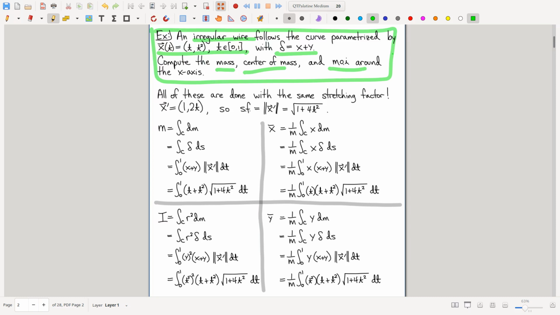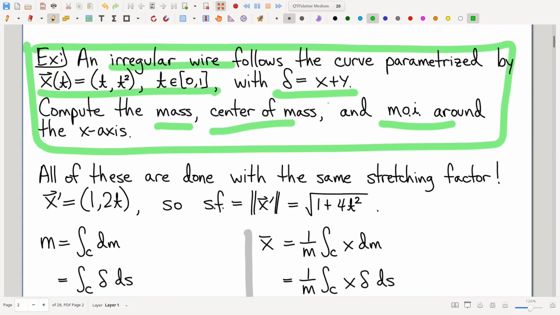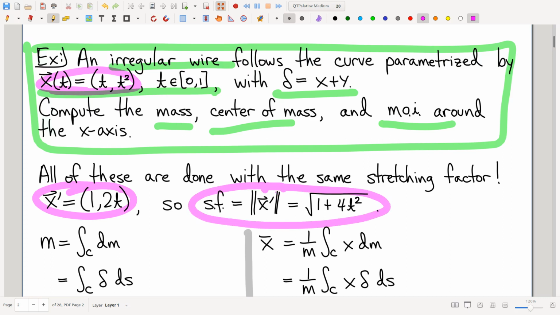Okay, so the very first thing I'm going to do to all of these questions is notice that they're just different integrals. They're different scalar line integrals. They all use the same parameterization. That means they're all going to have the same velocity vector, which means they will have the same speed and therefore the same stretching factor. All that's the same.